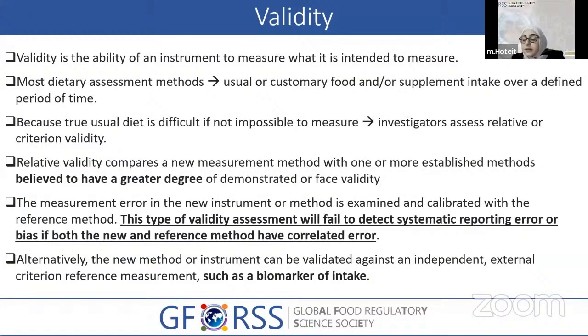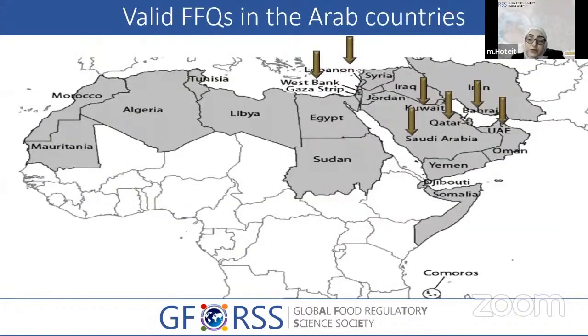And it's very important to highlight that any tools or instrument that will be used during the data collection should be validated in the country itself. This helps in representing the culture and the food consumed by the population of each country. The good news is that we have valid food frequency questionnaires in these countries: Saudi Arabia, Qatar, Kuwait, Bahrain, Lebanon, and Palestine.